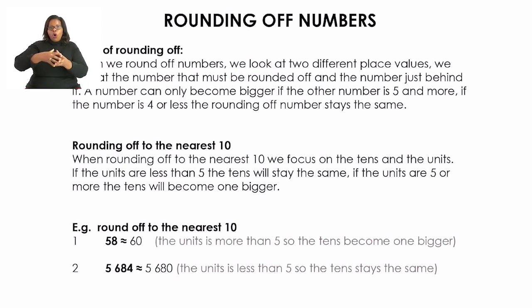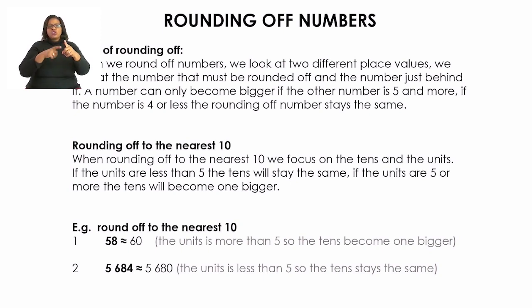So when we round off to the nearest 10, we find the number in the tens place. That is the number that will either stay the same or become 1 bigger. And we focus on the units. If the unit is 5, 6, 7, 8, or 9, the 10 will become 1 bigger. If the units are 4, 3, 2, 1, then the 10 will stay the same. Now let's look at the example.